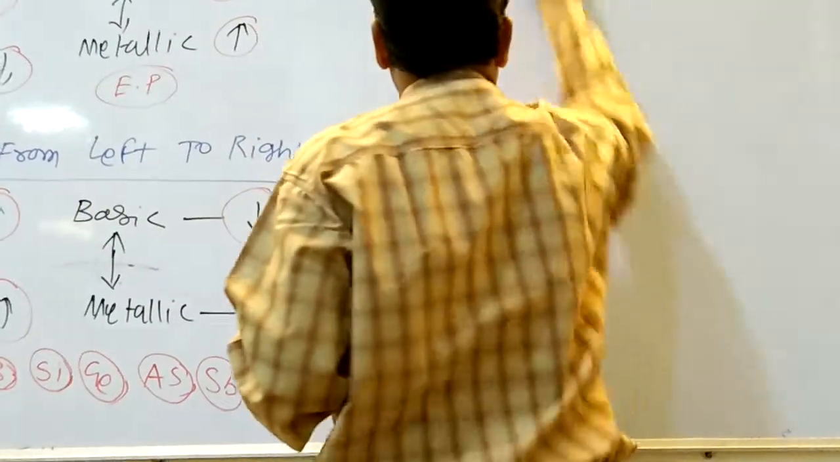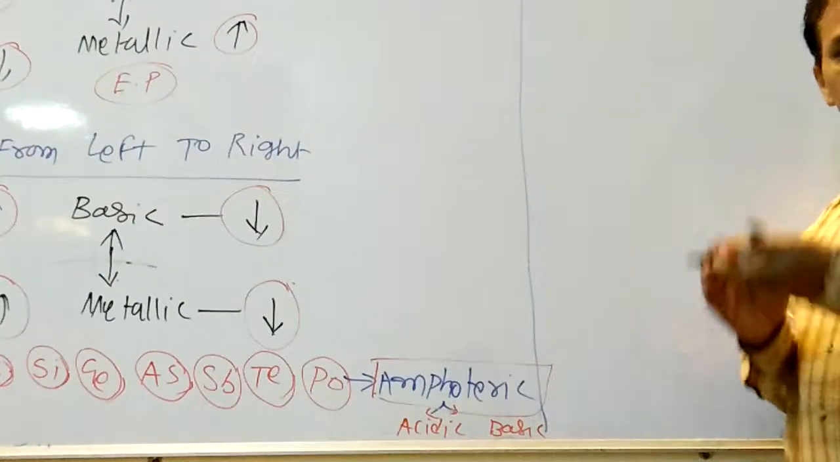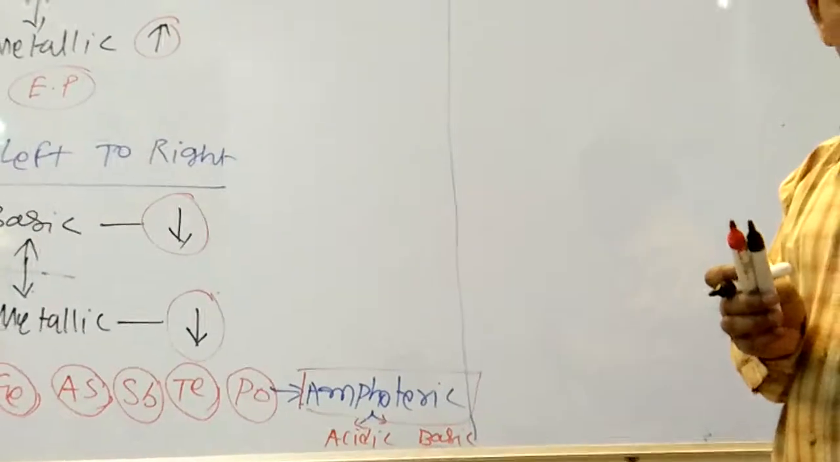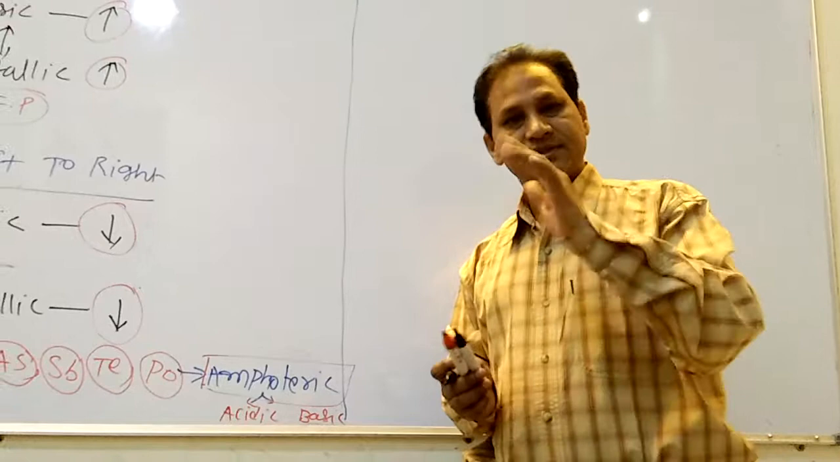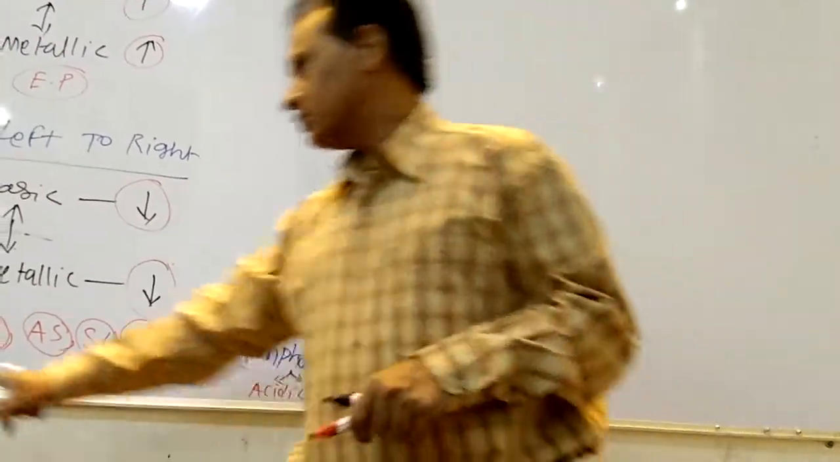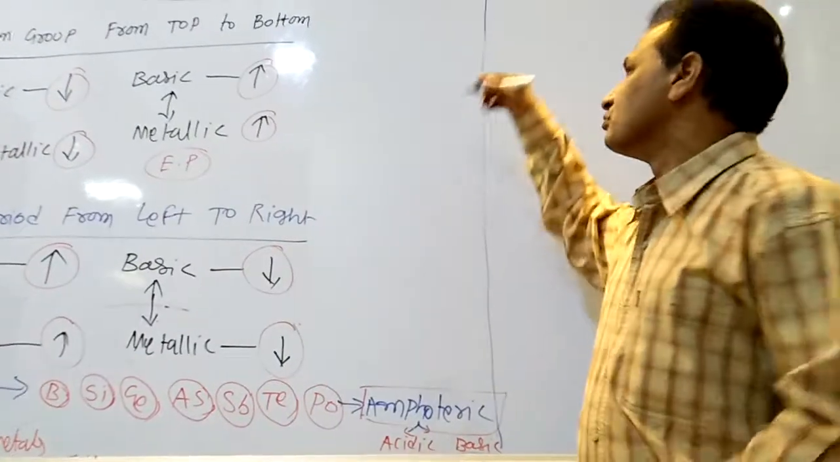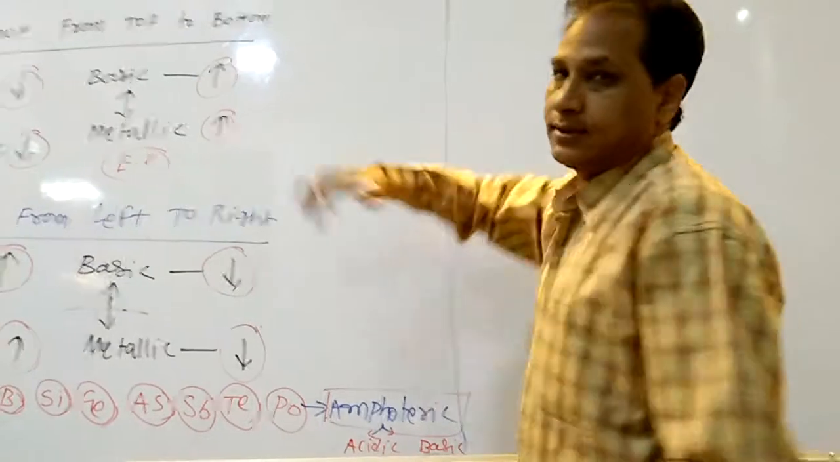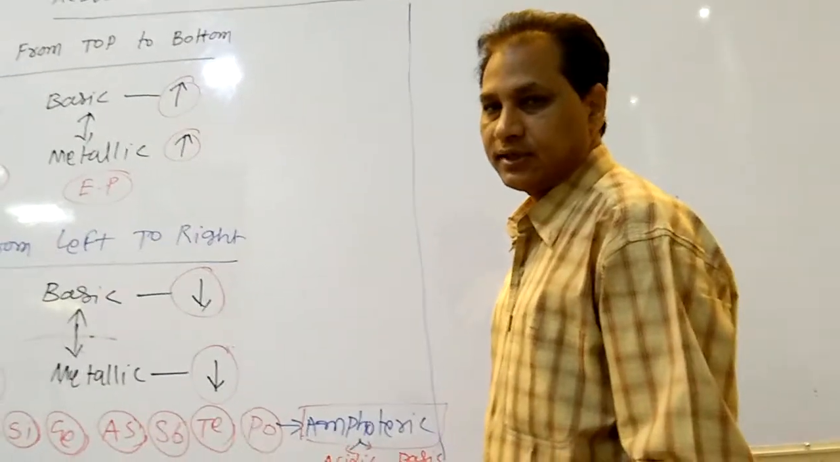Okay, coming to here: non-metals are acids, metals are bases, metalloids are both, amphoteric. What are the metalloids? Boron, silicon, germanium, arsenic, antimony, polonium. Moving from left to right, acidic character increases. Moving from top to bottom, basic character increases.